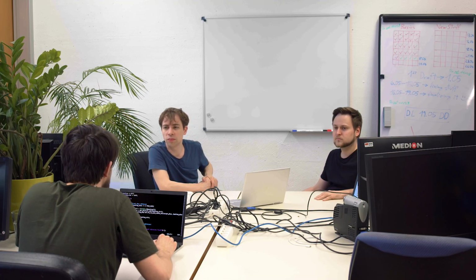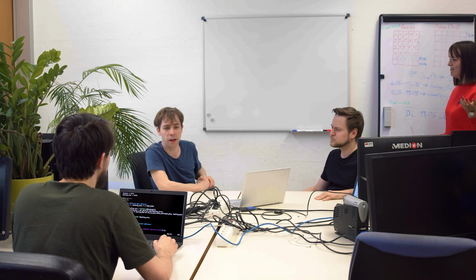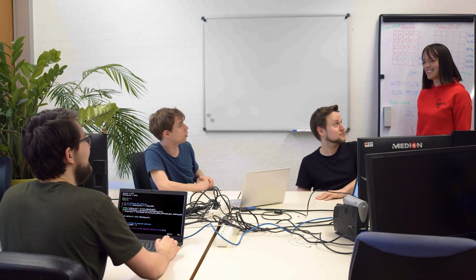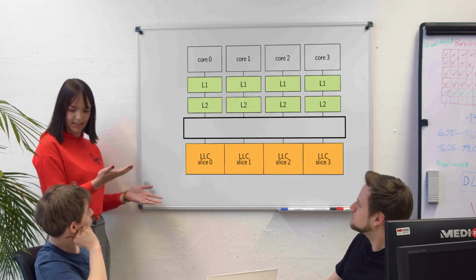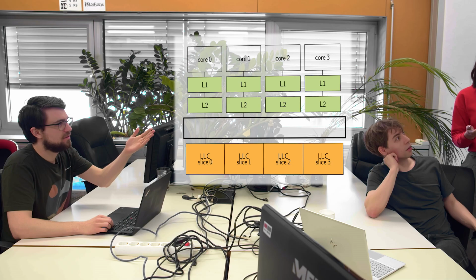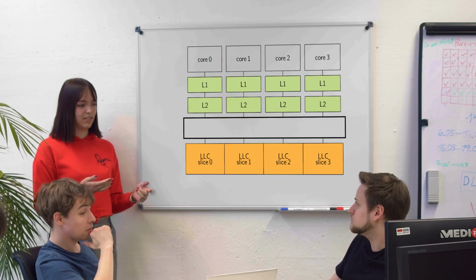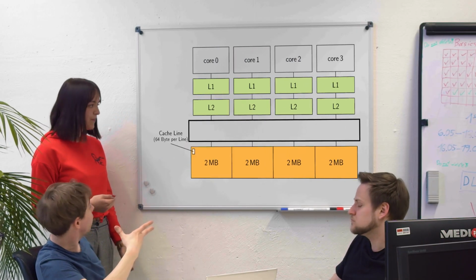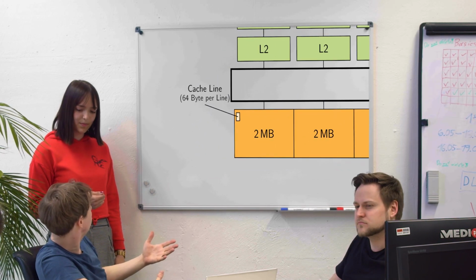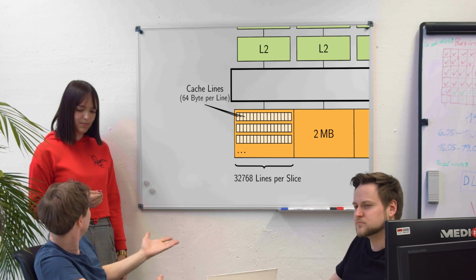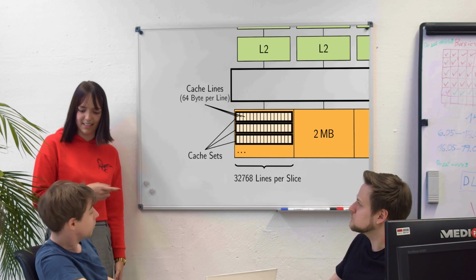32 megabytes. You can use a much smaller eviction. Hey there. So your last level cache is organized in slices, sets, and ways. You have 8 megabytes? Yes, and 4 slices, so that's 2 megabytes per slice. With 64 bytes per cache line, that means about 32,000 lines? Yes, and they are organized in sets.